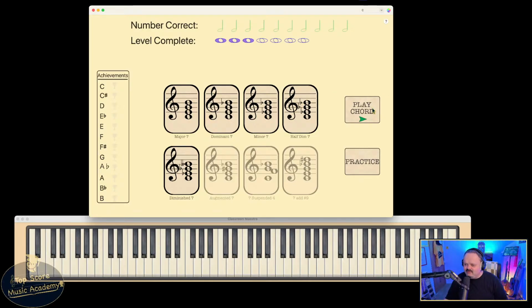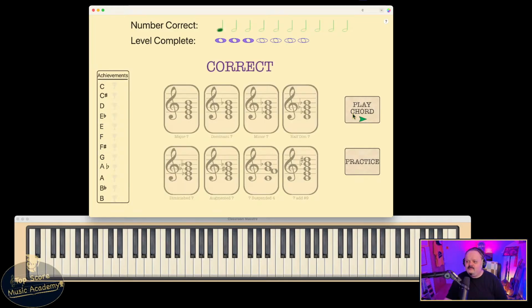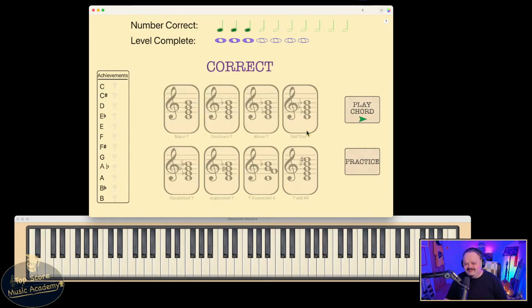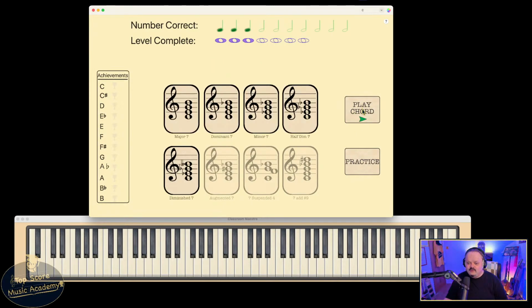So what did we hear there? Was it just the major seventh? Dominant seventh. Oh, I don't belong here. Like a Radiohead every time I hear half diminished sevenths. Oh, first fully diminished seventh. Let's hear it again.